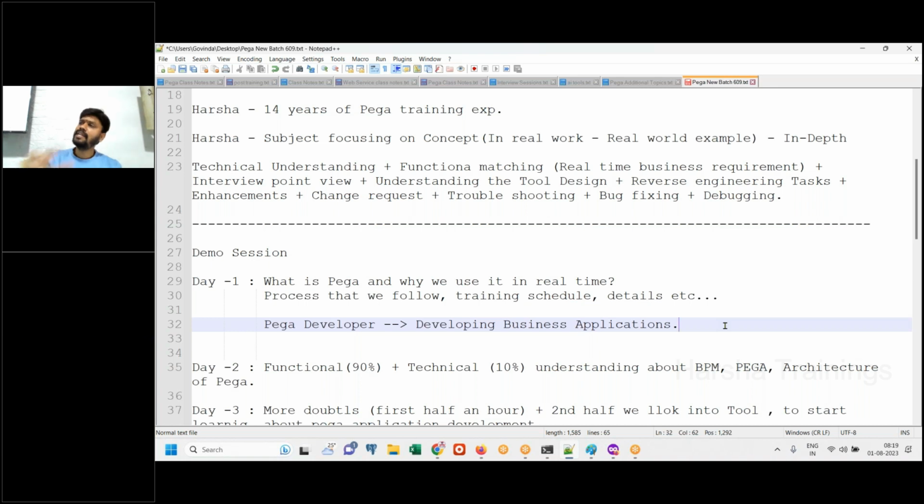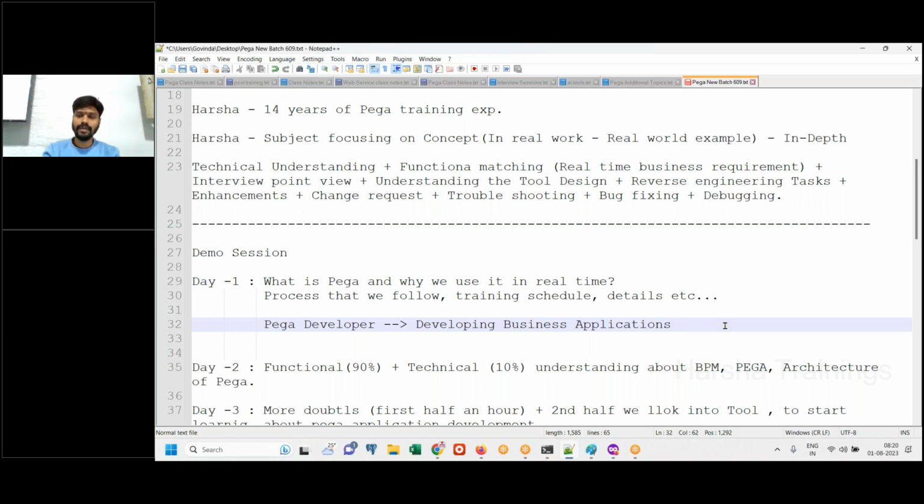See, you can develop any of these types of applications using Pega. So Pega is used to develop business applications. I will tell you exactly what type of applications you'll come to know tomorrow ending or day after tomorrow morning. Day after tomorrow morning, meaning third day morning.